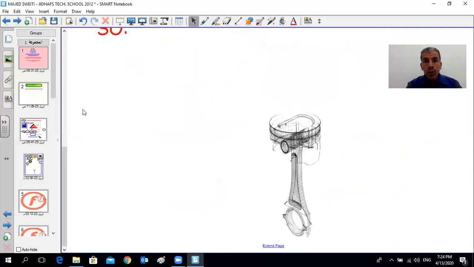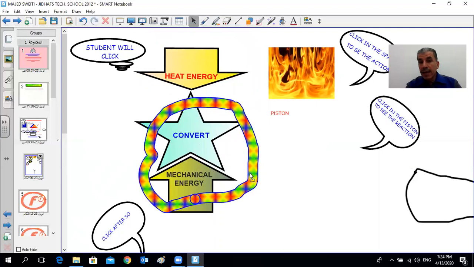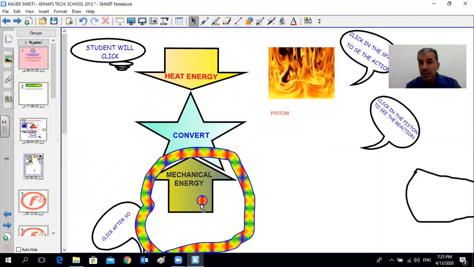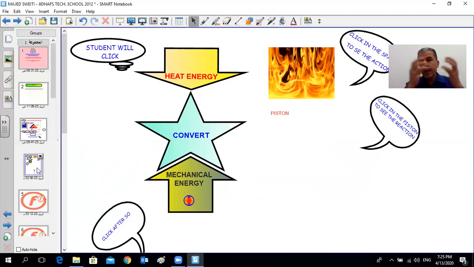So the function of the internal combustion engine is to convert the heat energy. What is the meaning of convert? In Arabic, تحول. It converts the heat energy to mechanical energy. Mechanical energy means rotation. Now, let's go to the next slide, but before that, we will explain again: the function of the internal combustion engine is to convert the heat energy to mechanical energy. So we get the rotation in the engine.